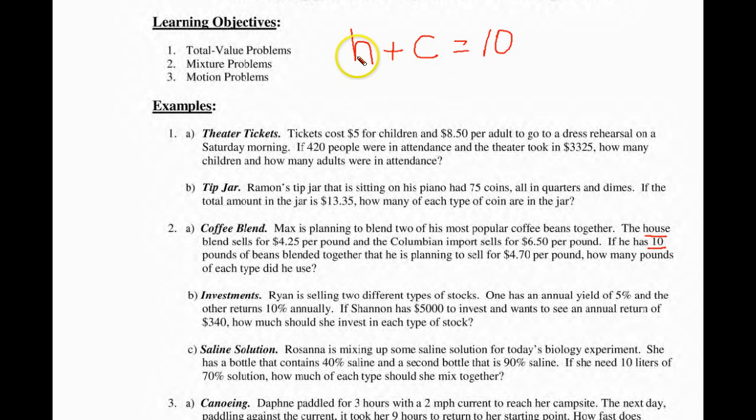Now, what's the price of the house blend? And it's $4.25. What's the price of the Colombian blend? $6.50. And the price that he wants to sell the blend for is $4.70. And how many pounds? That's going to be 10.